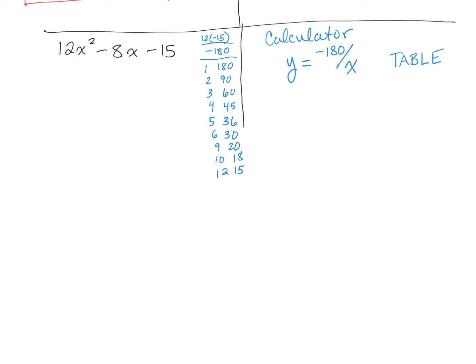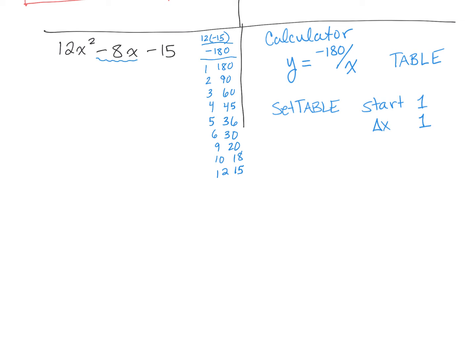You might want to set up your table to start at 1 with a change in x of 1. So it'll divide by 1, divide by 2, divide by 3, and so on. And you will get this list. You'll also get some decimal answers in between, but we know that those aren't perfect factors. So looking carefully at our list here, we want to have two numbers that differ by 8.